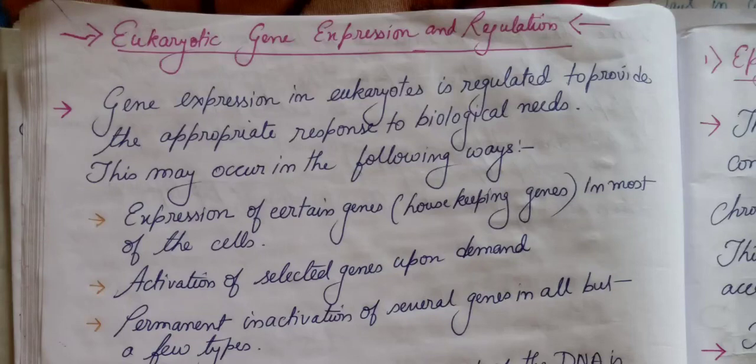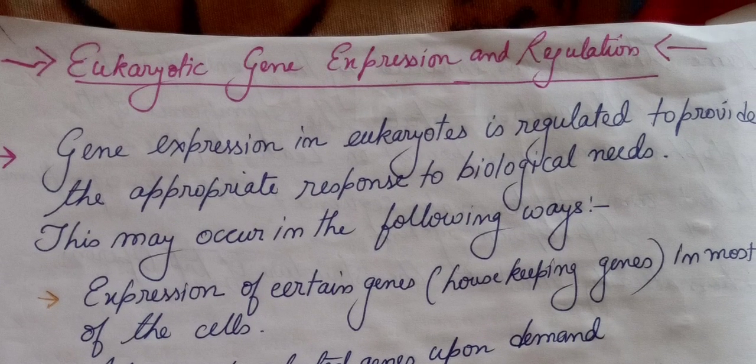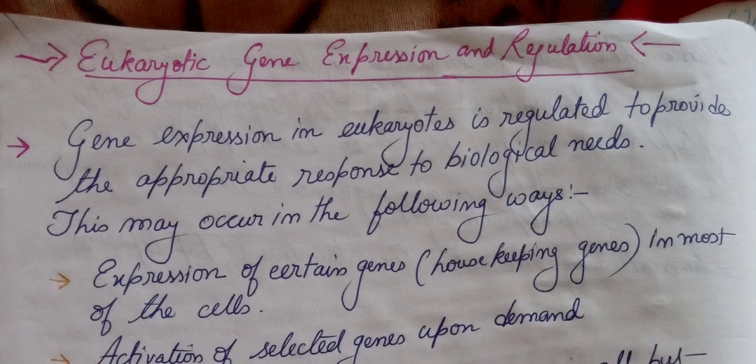So we will now discuss eukaryotic gene expression and regulation. Now, gene expression in eukaryotes is regulated for what purpose? It is regulated to provide the appropriate response to the biological needs.